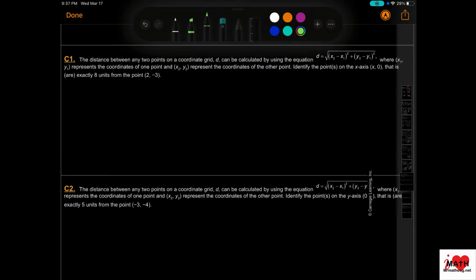Alright, let's go over C1. The distance between 2 points on a coordinate plane, grid D, can be calculated by using the equation D equals the square root of x2 minus x1 squared plus y2 minus y1 squared, where x1 and y1 represent the coordinates of one point and x2 and y2 represent the coordinates of the other point. Identify the points on the x-axis. So let's draw a picture.